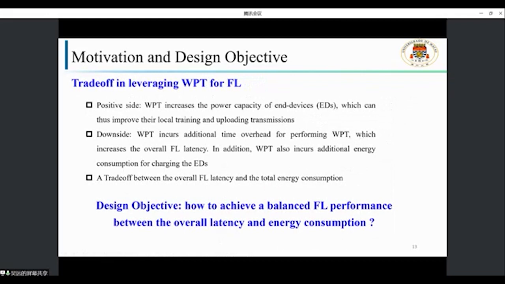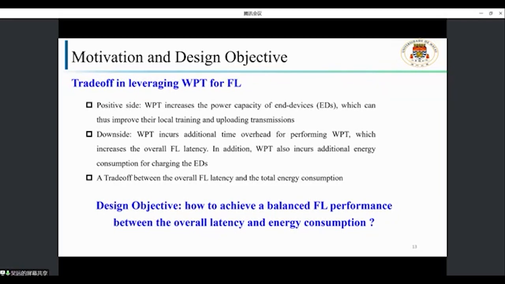So there is essentially a trade-off in using wireless power transfer for federated learning. On the positive side, wireless power transfer increases the power capacity of the end devices, which can improve their local training and uploading transmission, as I mentioned before. However, there are some downsides. Number one is that wireless power transfer incurs additional time overhead, which again increases the overall FL latency.